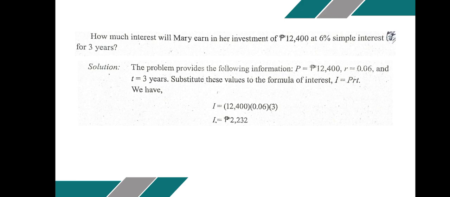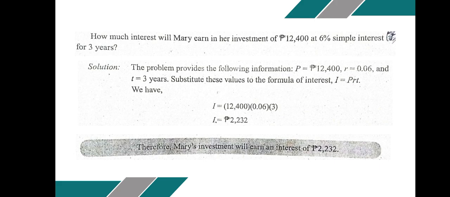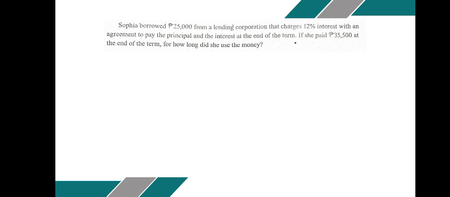Okay, so let's substitute now all this information sa ating formula. So, 12,400 times 0.06 times 3 and that is equal to 2,232. So, therefore, Mary's investment will earn an interest of 2,232 after 3 years na merong 6% na simple interest. Okay, so that's our second problem. I hope everyone nakasunod, no? And medyo simple lang naman itong ating topic. Okay, let's proceed to the third example.